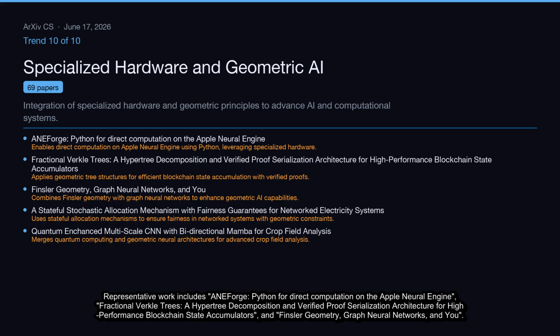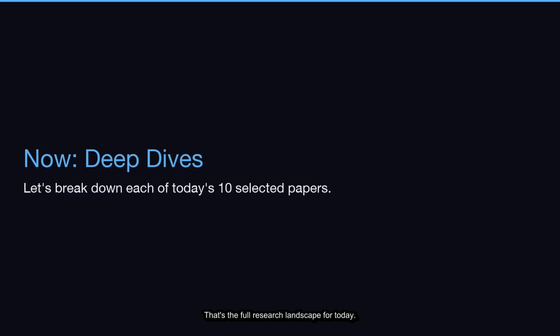Representative work includes A&E Forge, Python for direct computation on the Apple Neural Engine, fractional Verkle trees, a hypertree decomposition and verified proof serialization architecture for high-performance blockchain state accumulators, and Finsler geometry, graph neural networks, and U. That's the full research landscape for today.